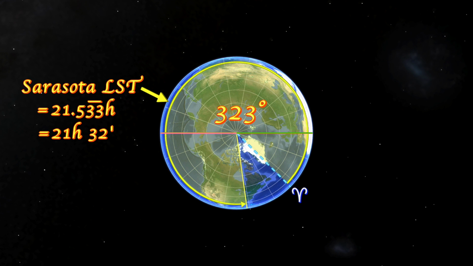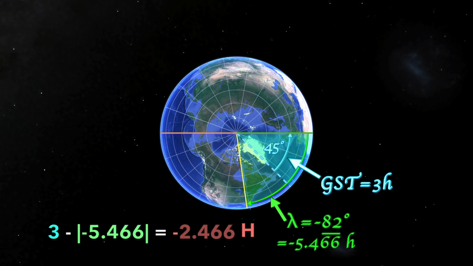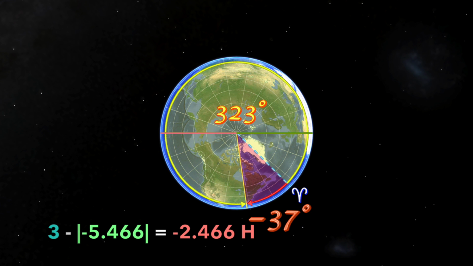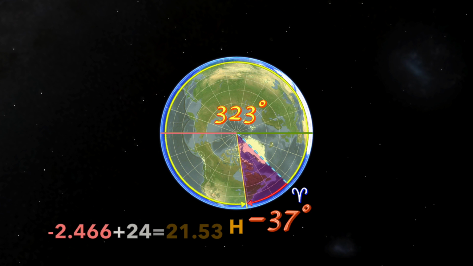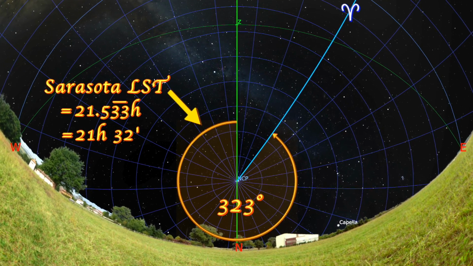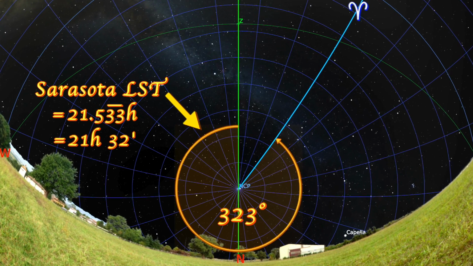Another way to calculate the LST using a negative western longitude is to subtract the absolute value of the negative longitude from the GST. Just like before, if the answer is negative, add 24, and if the answer is greater than 24, then subtract 24. If we take a look at the sky in Sarasota, we can confirm that this result is accurate.